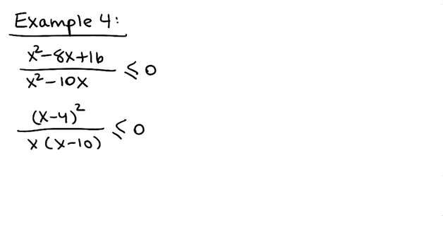Now, just like always, I'm going to make a little number line. The zero of the numerator is x equals 4, and the zeros of the denominator are x equals 0 and x equals 10. So we're just going to test some values and see what's going on here. And I'm going to tell you that it's not just going to alternate positive, negative, positive, negative.